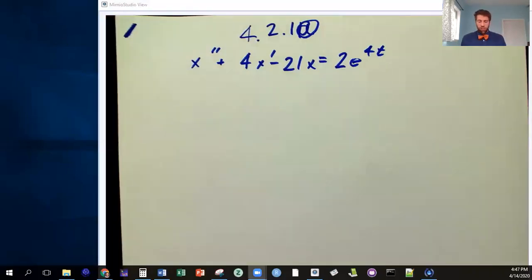This is differential equations, section 4.2. Right now we're going to do activity 4.2.1, part A.